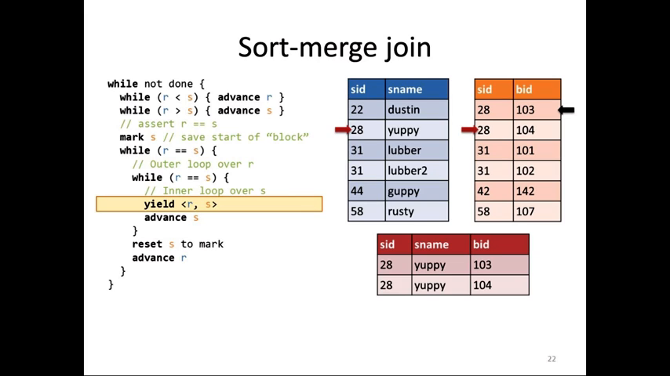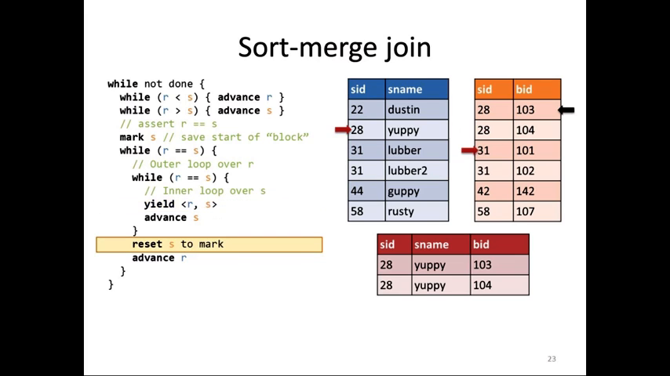We continue advancing in the reserves table, and now we have distinct values, 28 and 31. And so, of course, we have to see if there are also other 28 sailors in sailors. So now we go back to where we were and we advance in sailors. But now we have 31 and 28, so we can safely advance here. We have again matching tuples that lead to join results. And you can see how this goes.